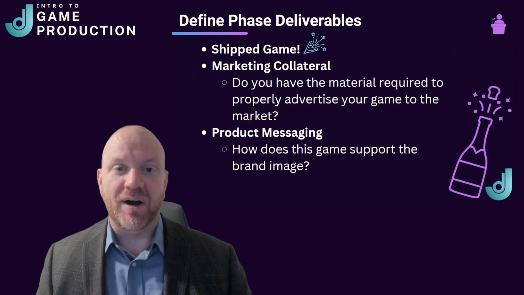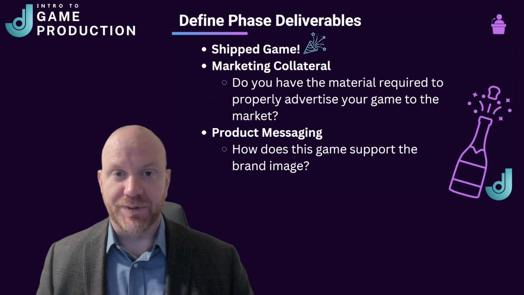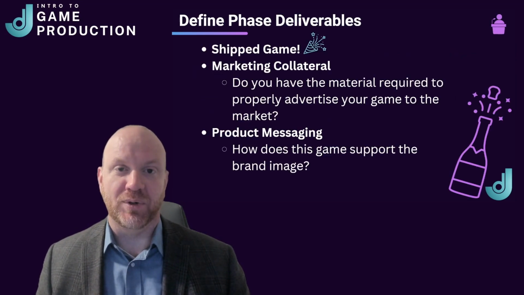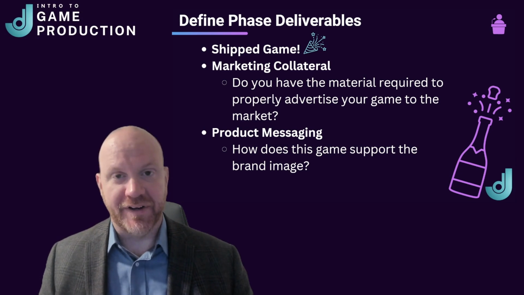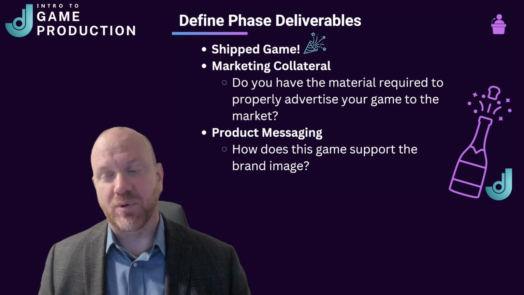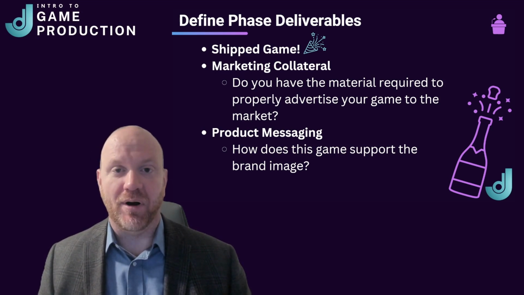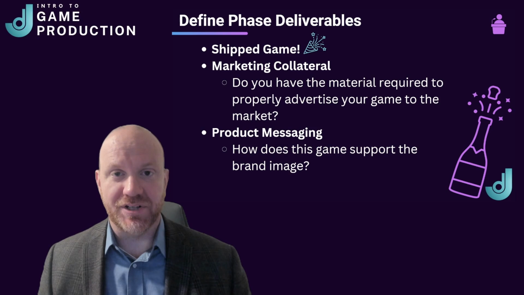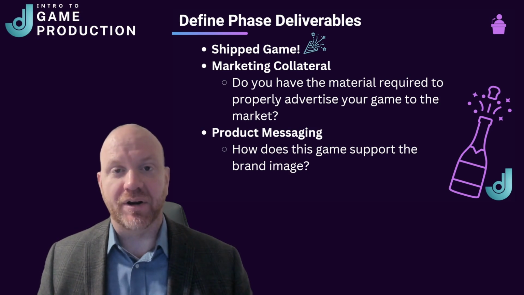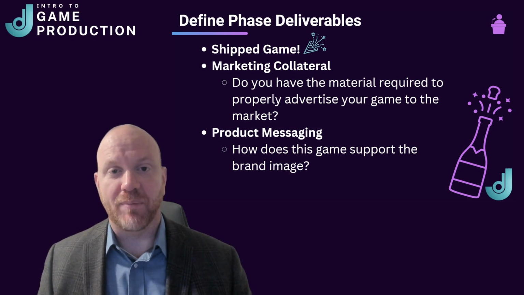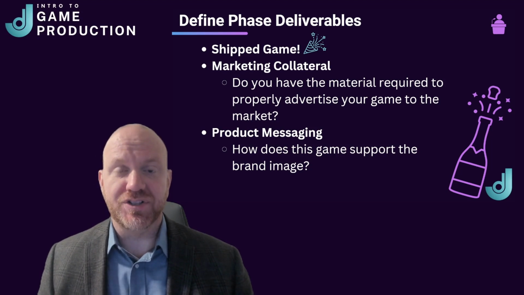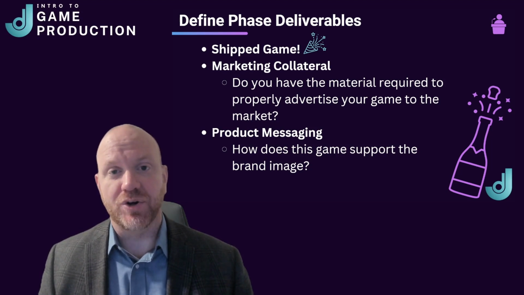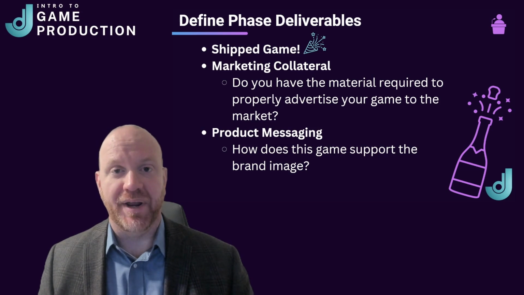When we're talking about the deployment phase deliverables, obviously the number one deliverable is going to be a shipped game. All of the work that we've been doing on all the various teams so far has led to this point. So we want to make sure that that final product is the best possible product that we could provide at this phase of the project. We also want to define the marketing collateral that we need to properly market our game to the public. And when it comes to product messaging, it should support your brand. So you want to make sure that the product fits into your brand image.